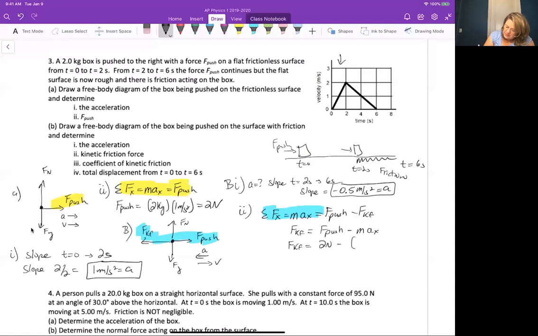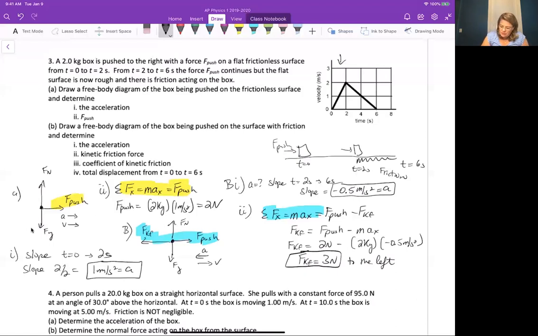So force of kinetic friction is equal to the force of the push, which is 2 newtons, minus the mass, which is 2 kilograms, times negative 0.5 meters per second squared. So force of kinetic friction becomes 3 newtons. Makes sense, right? Force of kinetic friction being greater than the force of the push, based on the fact that it's slowing down, it's to the left. There it is. That's the magnitude. Direction is to the left.